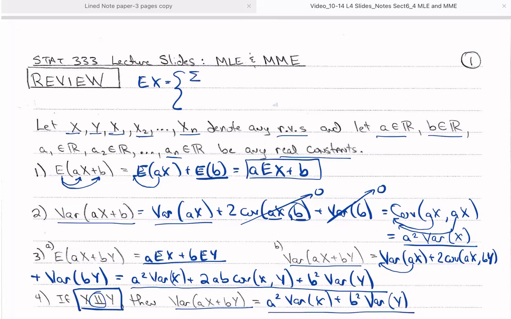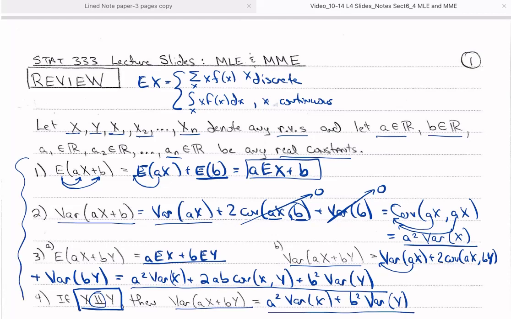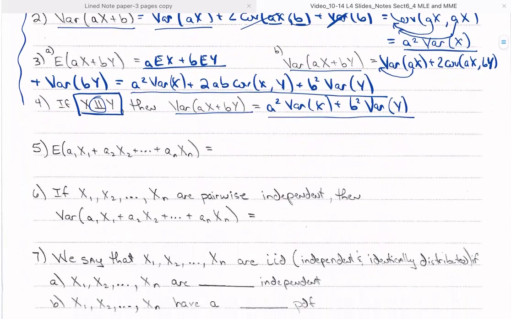Now, I should probably review the expectation is equal to one of two things. It's going to be the sum across x of x times the PDF of x, if x is discrete. If x is continuous, we'll have the integral across x of x times f of x dx. But it doesn't matter if X is continuous or discrete. These properties that we're working out down here, they apply regardless. In fact, all the way through this section.